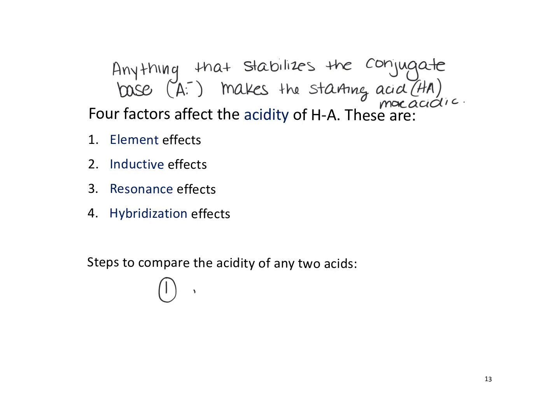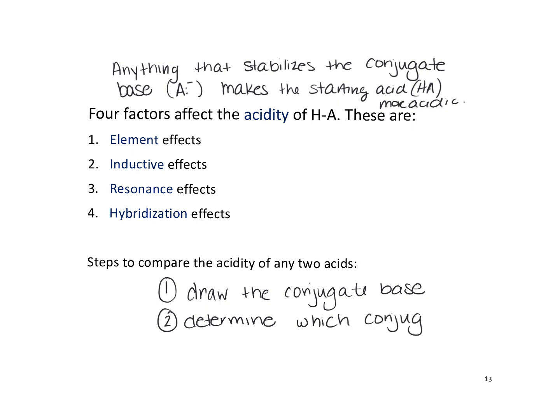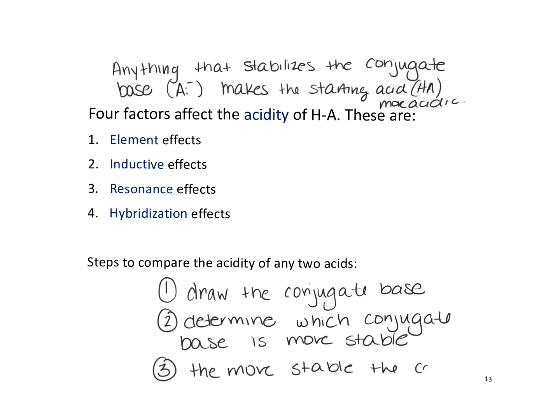The very first thing you want to do is always draw the conjugate base, okay? Because we've got to figure out what's going to stabilize that base, and it helps to visualize what's going on. Then you need to determine which conjugate base is more stable, okay? And then the more stable the conjugate base, the more acidic the acid, okay? So those are the steps that I would suggest going through.